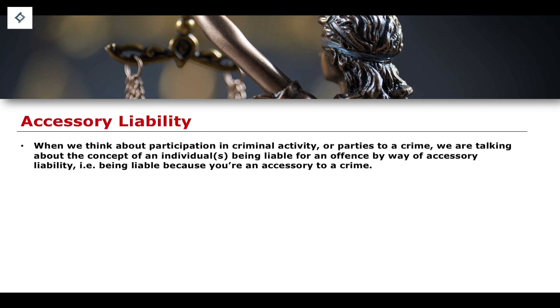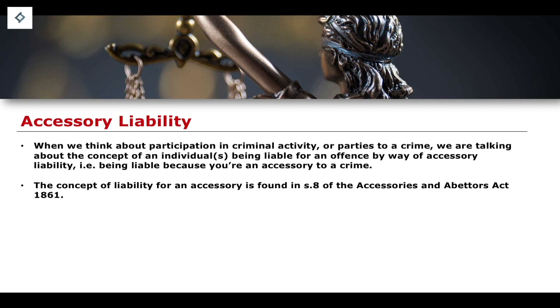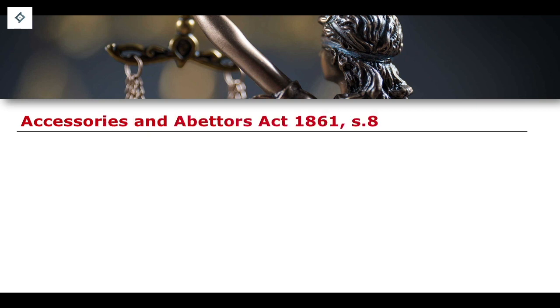So let's think about accessory liability in more detail. When we think about somebody's participation in criminal activity, or the parties that can exist in relation to other defendants, we are talking about a concept of an individual being liable for an offence by way of something known as accessory liability. This is where you become liable in law, and you become prosecuted because you're an accessory to the crime. And the concept of liability for an accessory offence is found in Section 8 of the Accessories and Abettors Act from 1861. So quite an old piece of legislation.